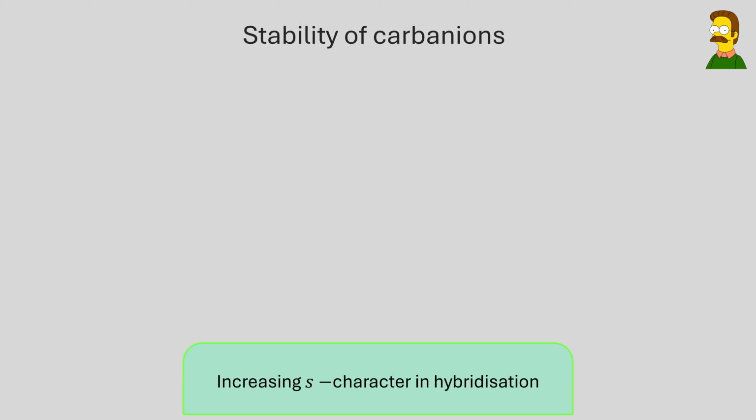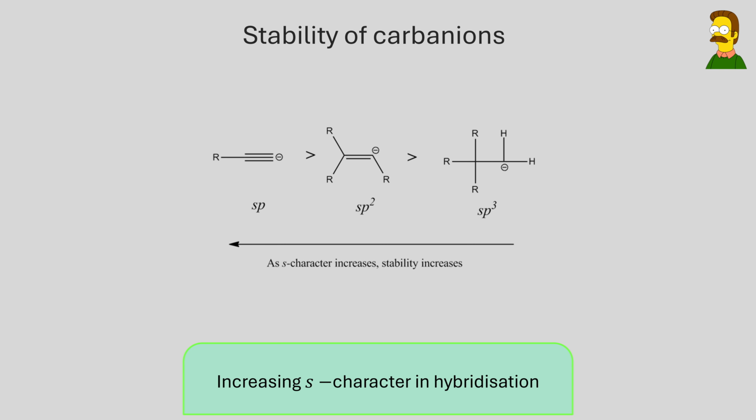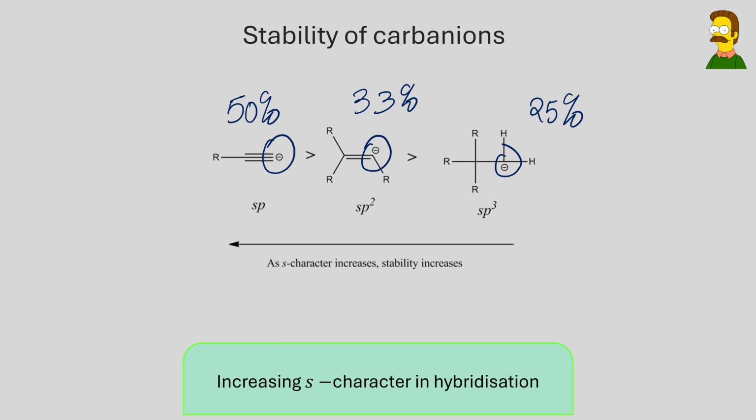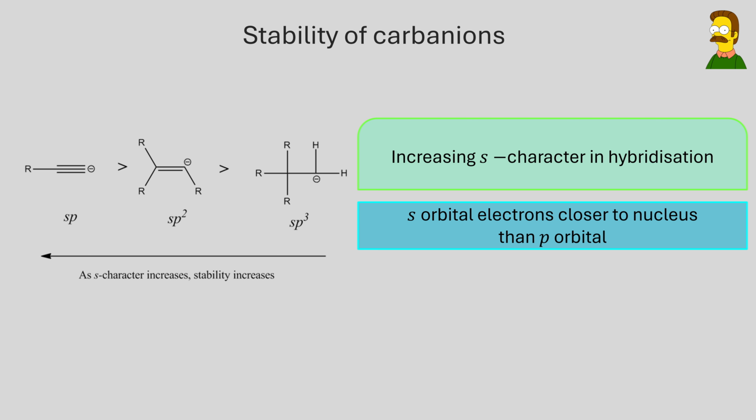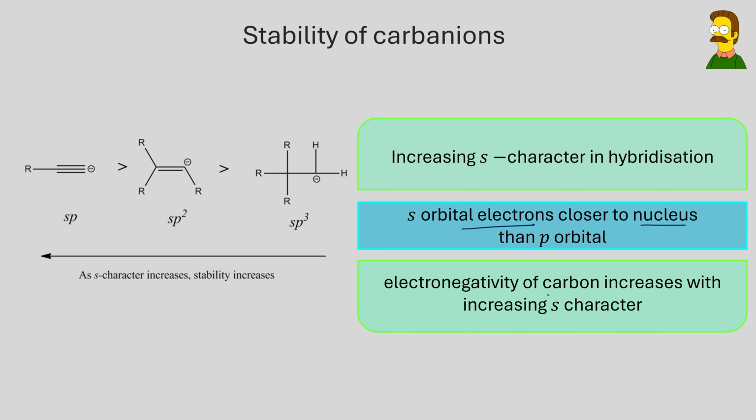Increasing S character and hybridization. Look at this. You've got sp hybridized carbon over here. This is 50%, this is 33%, I'm talking specifically of these negative charges here, and this is 25%. I'm giving you this as a statement of fact that stability increases. But why? Check the pKa values. Well, you can ask a lot of whys here. The s orbital electrons are closer to the nucleus than the p orbital, so the electronegativity of this carbon increases with increasing S character. Simple. That's it. Don't stress on this. This is a very straightforward idea, and this is the logic right here.